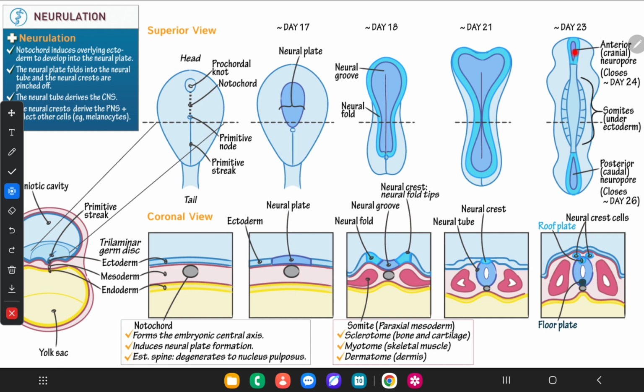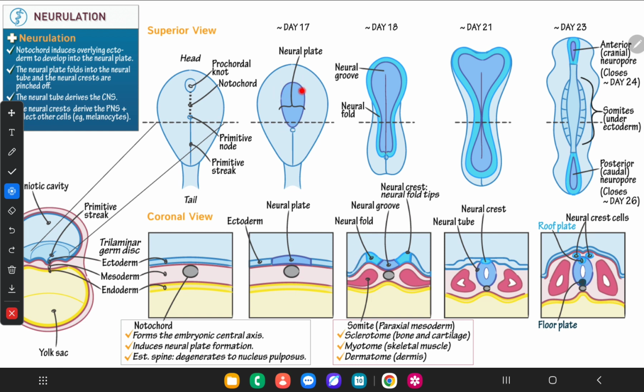So by the end of the third week, lateral edges of the neural plate become elevated to form neural folds. Here is the ectoderm. In the ectoderm you have the neural plate, and the lateral edges of the neural plate become elevated to form neural folds. Here from the coronal view you can easily see the formation of neural folds. The lateral edges of the neural plate become elevated and form neural folds. Here it forms neural folds.